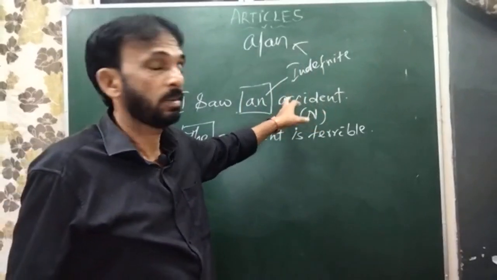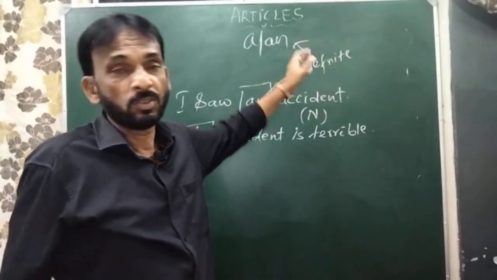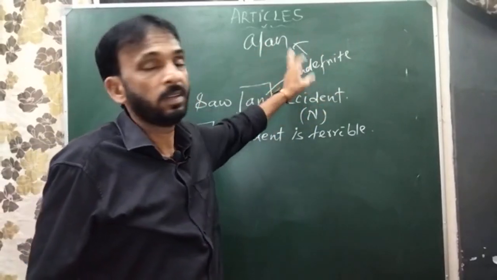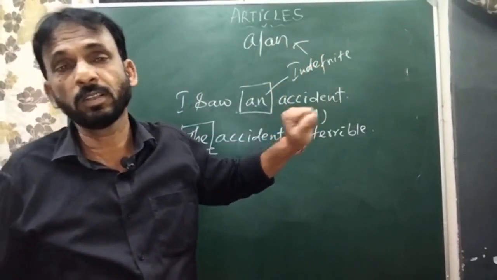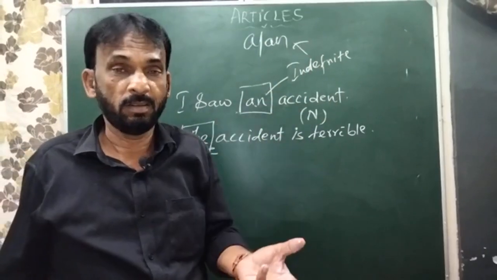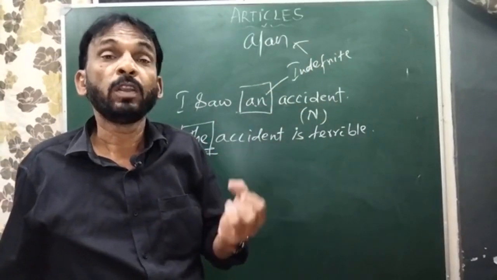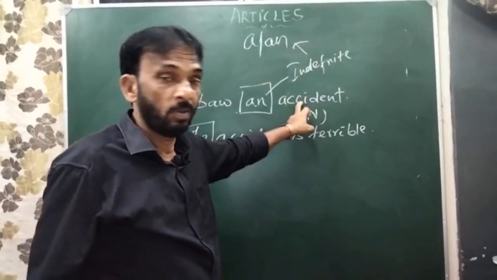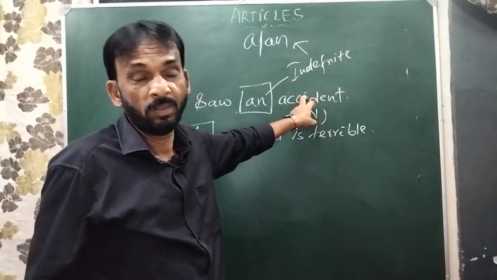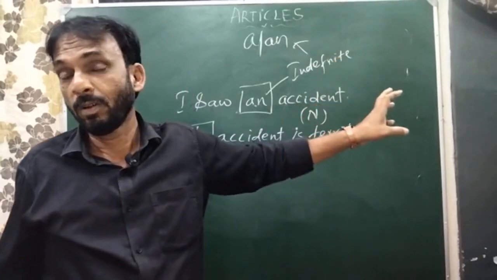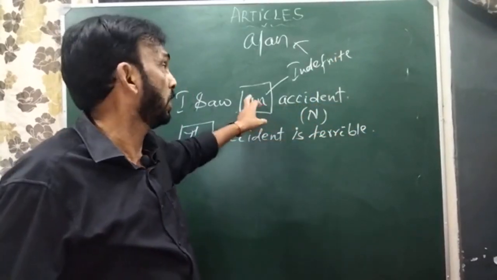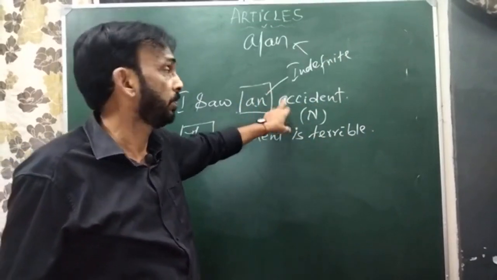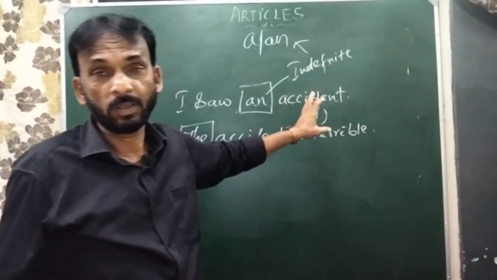If the first letter is a consonant, we use a, but this a and an are indefinite articles. I use indefinite articles when our listener, to whom we are conveying the information about this noun, doesn't know about it. At that time I will use an indefinite article, either a or an, depending on that noun.